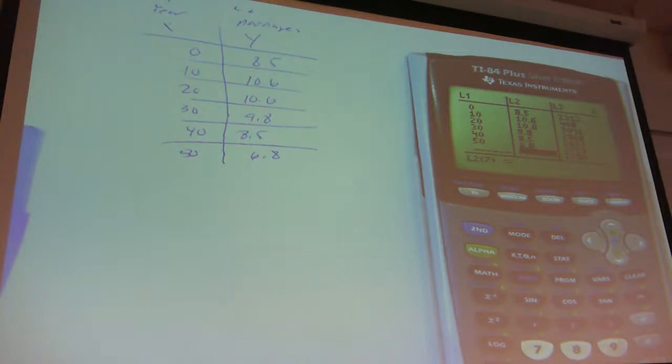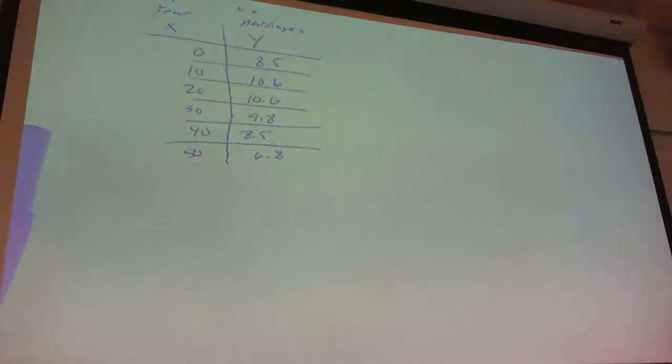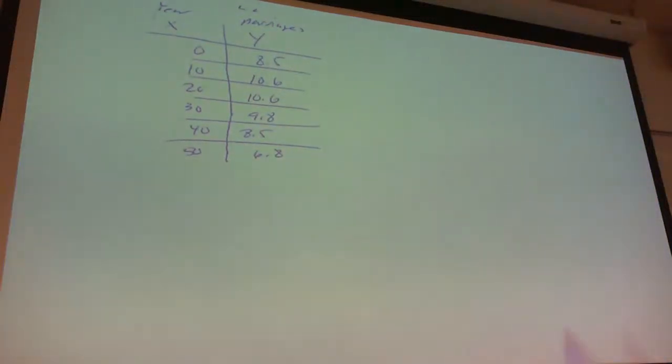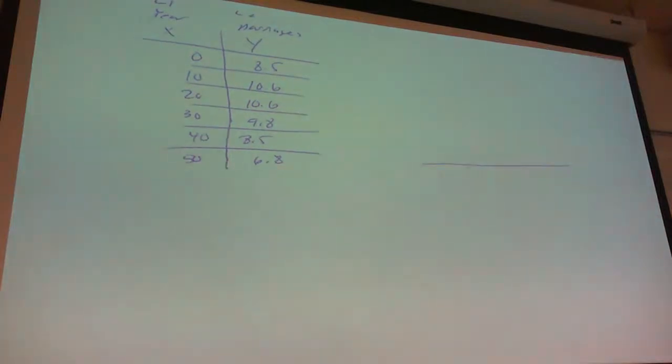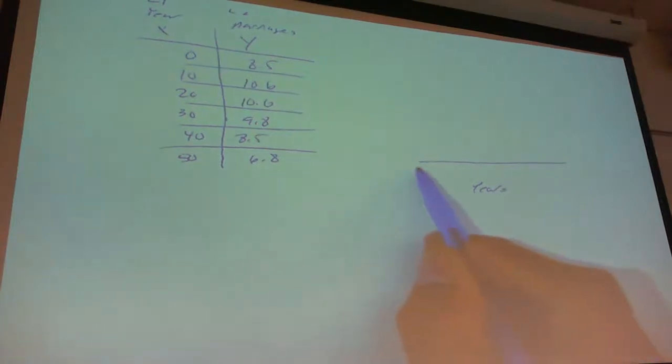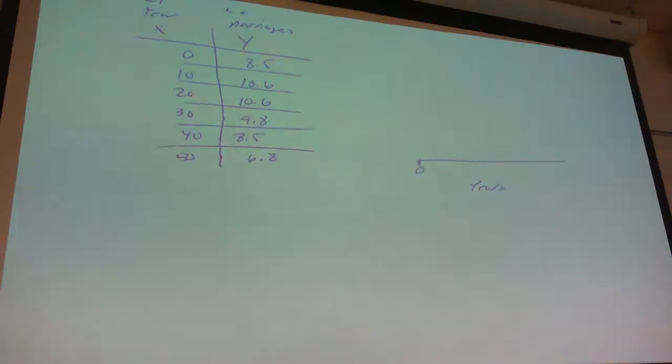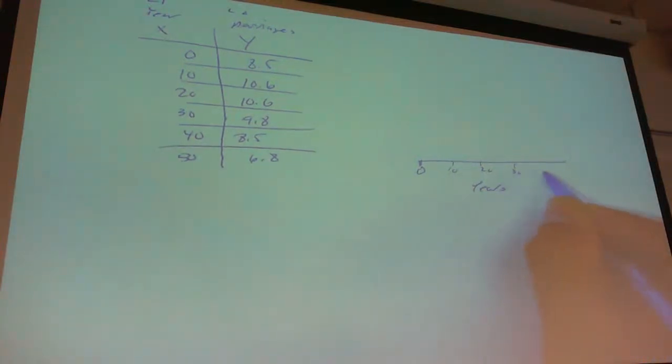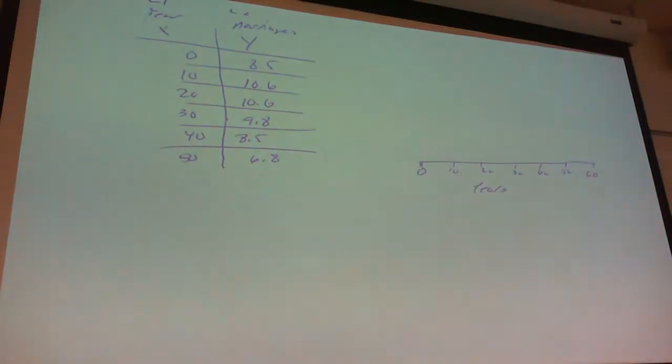Okay? Let's move away from the calculator for 1 minute, and let's make sure we understand the problem. What's going to go on my x-axis? Years. And I need to figure out what to start with and what to end with. So what do you think I should start with? 0. What do you think I should end with? Probably not exactly 50. We're going to go a little bit further, maybe 60. And what should we count by? 10, 20, 30, 40, 50, 60. This is really important because we're understanding we're going from 0 to 60 years out.